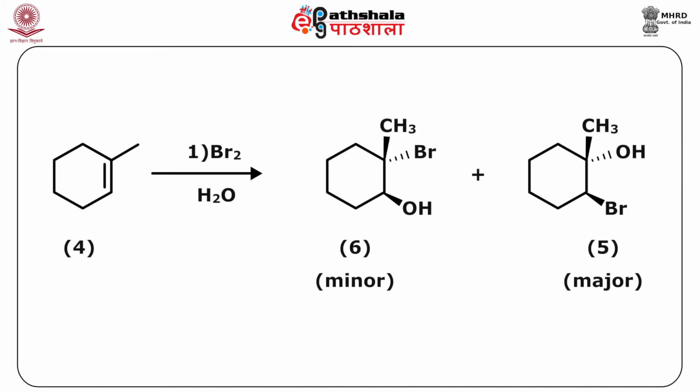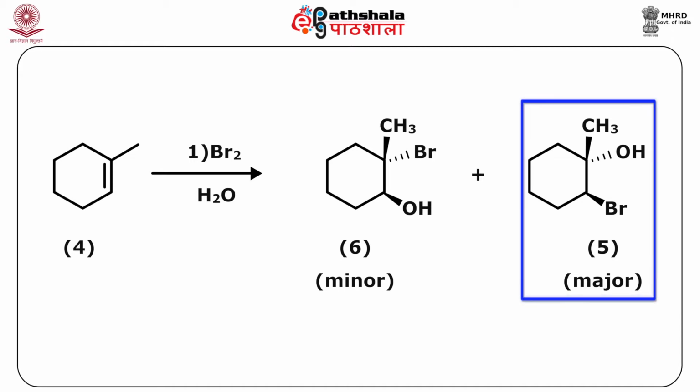Another example is 1-methylcyclohexene, which reacts with bromine to form a cyclic bromonium ion, followed by ring opening of the bromonium ion by water, which prefers to give 2-bromo-1-methylcyclohexanol, which is 5, as the major product.